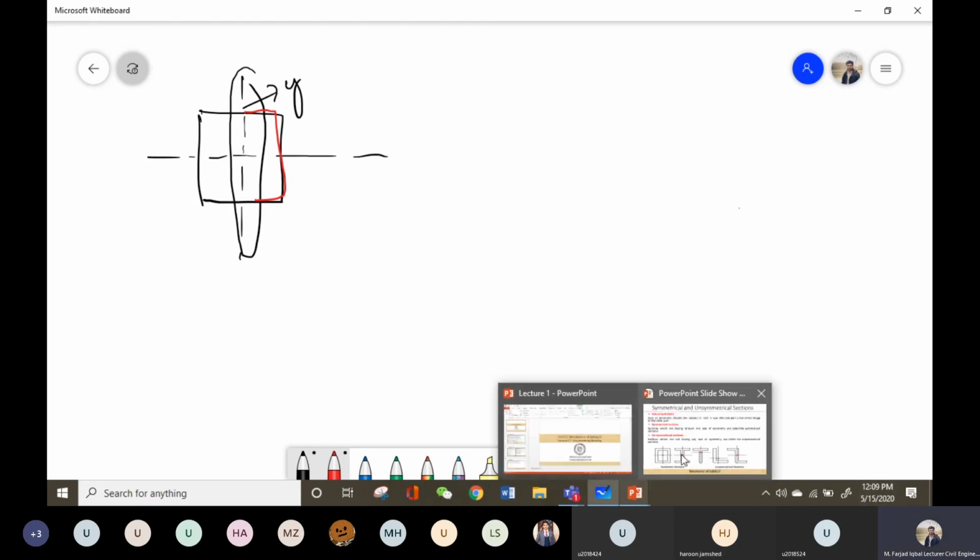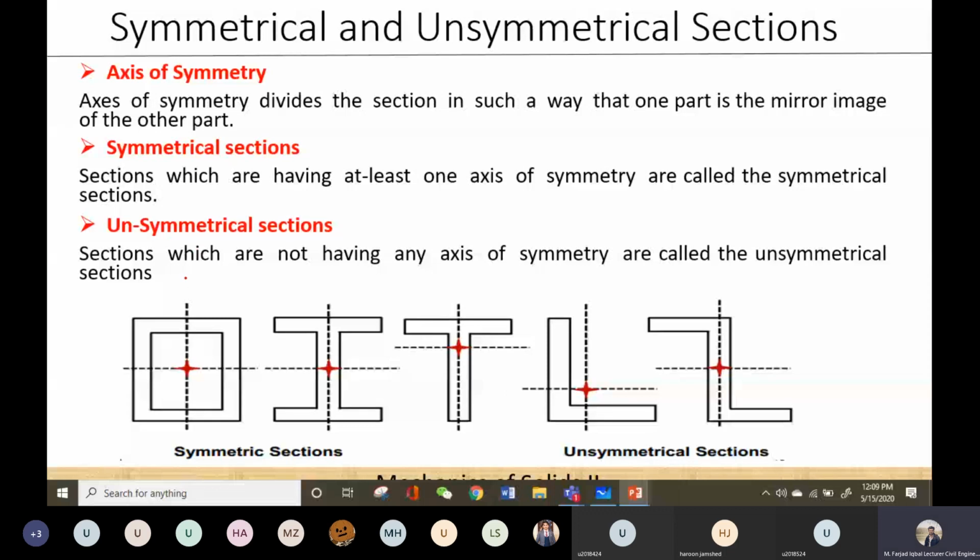Is there any question? So for example, let's look at this one. This is a rectangular body, and the axis of symmetry divides the section in such a way that one part is the mirror image of the other part. This is the axis, and around this, it divides the section into two parts, and each part is the mirror image of the other part. So this is my axis of symmetry. What about this axis? Let's call it an x-axis. Around this axis also, one part is the mirror image of the other part, so this is also an axis of symmetry. So for this section, can I say that it has two axes of symmetry?